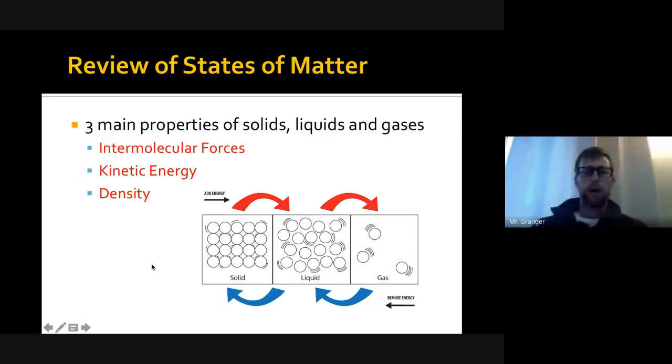So our three main properties for states of matter are the intermolecular forces, as mentioned, the kinetic energy or the energy of motion, and then these impact the density. As you can see, our solid is the most dense and packed together nice and tight. Liquids start to space out a little, and then gases spread out independent from one another.